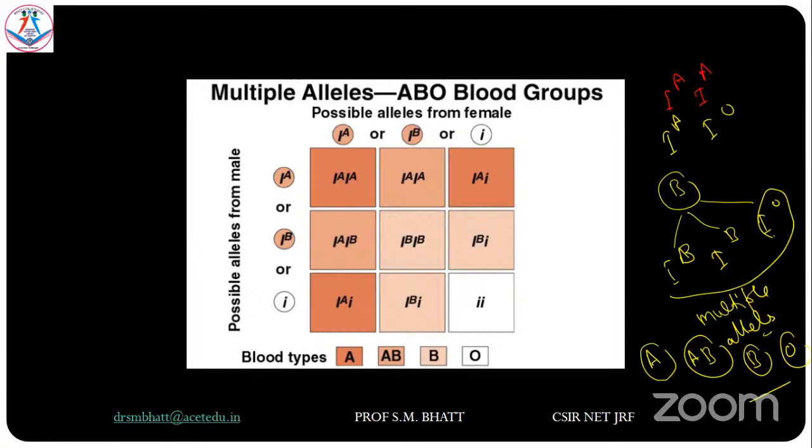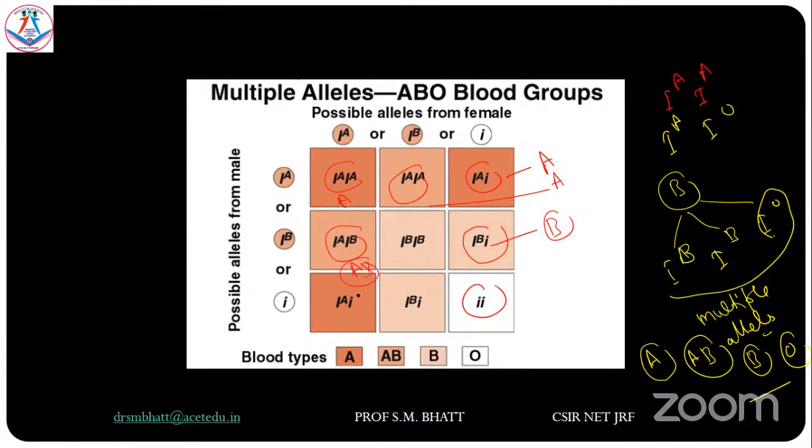When you get blood group O, both genes are in the recessive condition, right? Both recessive genes are there. If any dominant gene is there, in this case it is B blood group. In this case, A blood group. In this case, AB.